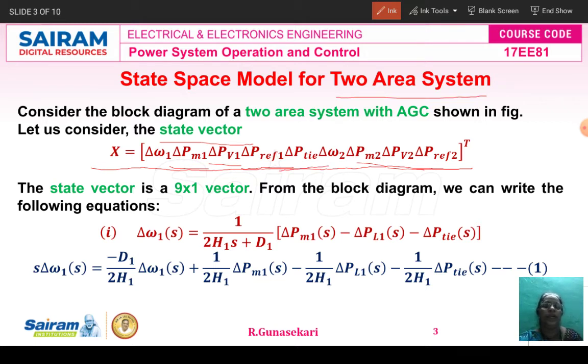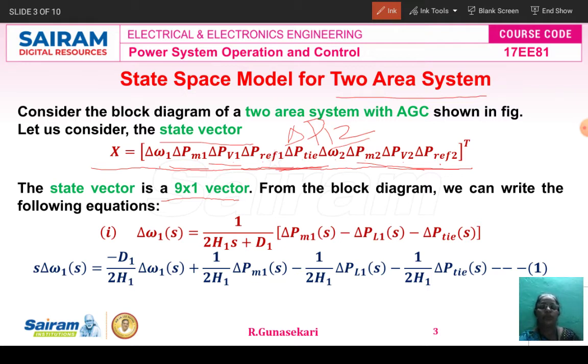The del P tie is nothing but the tie line power, that means the power interchange from 1 to 2, which is equal to del P12. So del P12 means the power interchanged from 1 to 2. Therefore del P tie equals del P12. The state vector equation is a 9 into 1 vector, that is 9 rows and only one column. You see del omega 1, 1, 2, 3, 4, 5, 6, 7, 8, 9. Therefore 9 into 1.